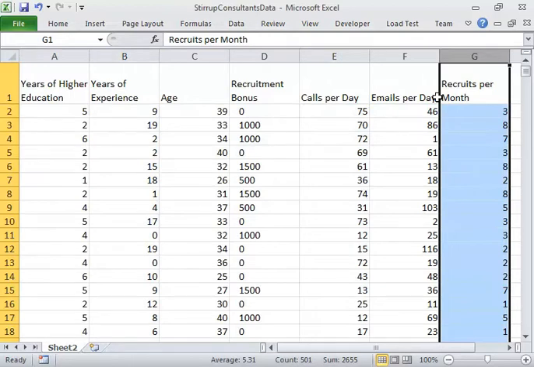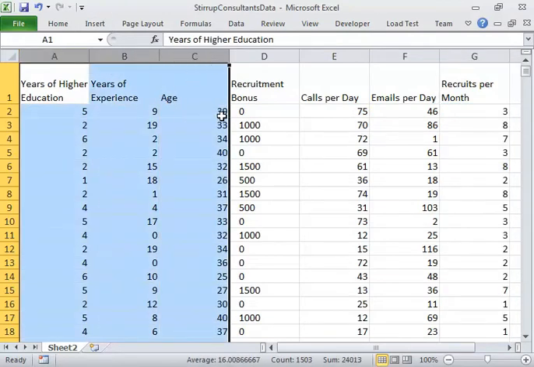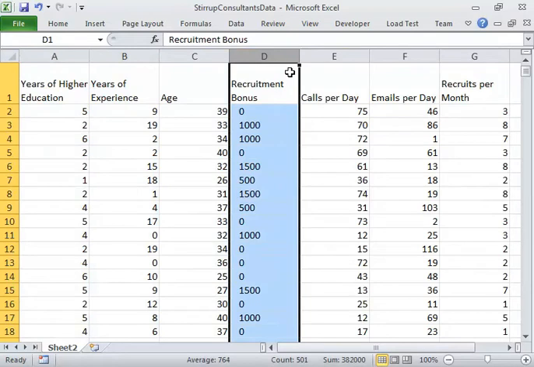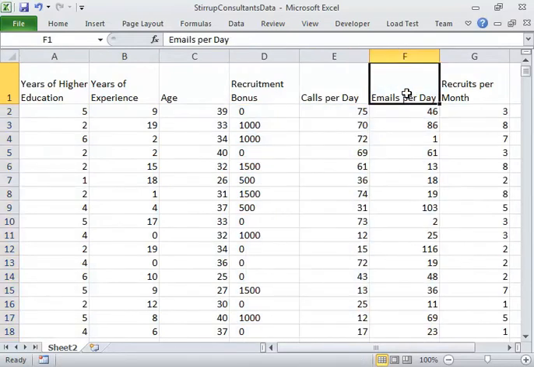The company has asked you to analyze this data and figure out what gives us the most impact on recruits per month. So what we're going to do here is a multivariate regression where recruits per month are the thing we don't know. Everything else we can control, right? We know all of the facts about our recruiters. We get to set the bonus, and we can tell them how many calls a day and how many emails a day on average to make.